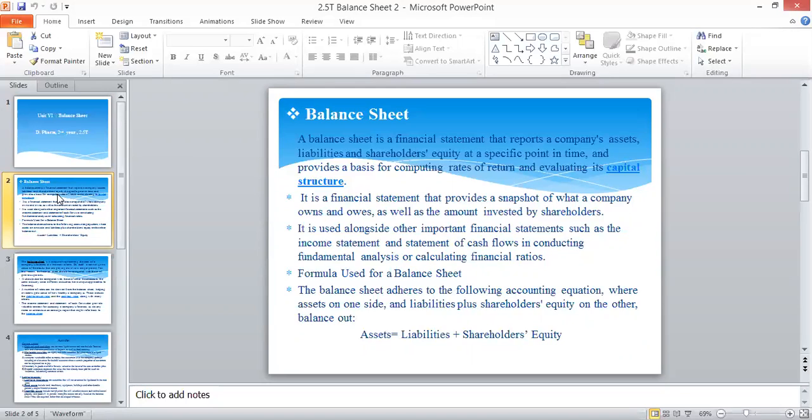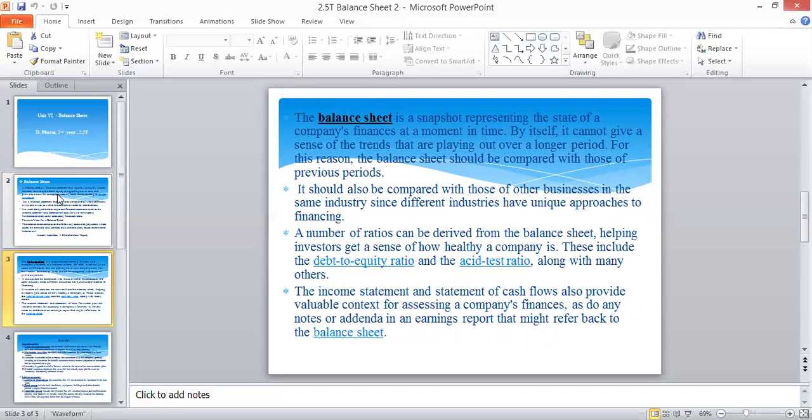Now, the formula used for the balance sheet. The balance sheet adheres to the following accounting equation, where assets are on one side and liabilities plus shareholders' equity on the other side. Now the equation is: assets equal liabilities plus shareholders' equity.